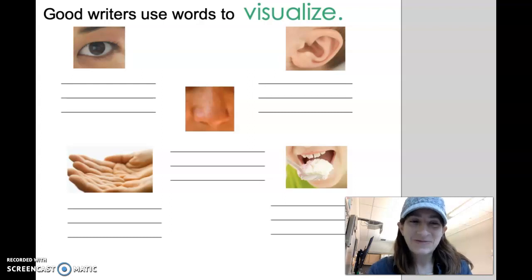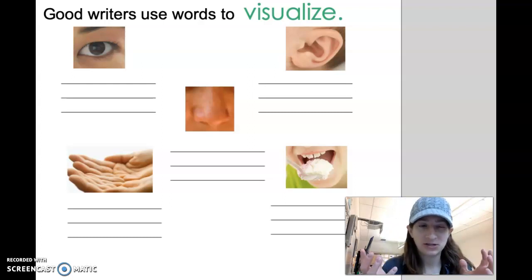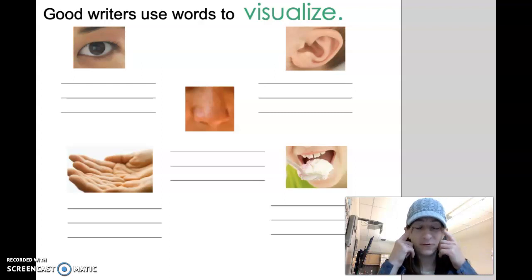Hello, everyone. Today we are going to be talking about using our senses to add details to our writing. This is called imagery. It creates a picture in your mind. It helps you to visualize something. If you're visualizing something, think of vision, or in Spanish, visión.